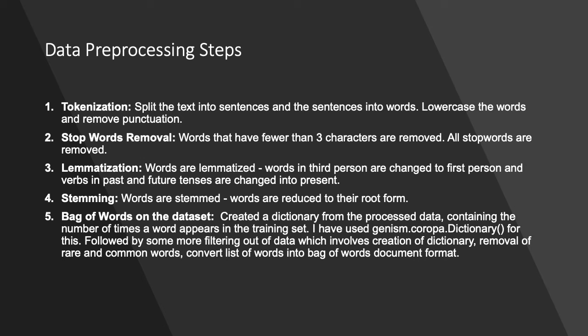Followed by the next step, which is stemming. Words are stemmed, meaning words are reduced to their root form. Then followed by bag of words on the dataset. It essentially creates a dictionary from the processed data containing the number of times a word appeared in the training set. For my project, I've used Gensim's corpora dictionary function for this, followed by some more filtering on the data, which involves creation of the dictionary, removal of rare and common words, and converting the list of words into bag of words document format.